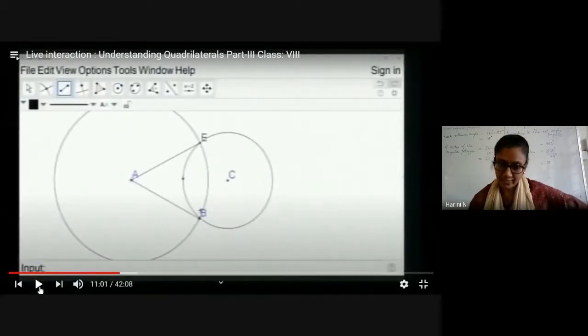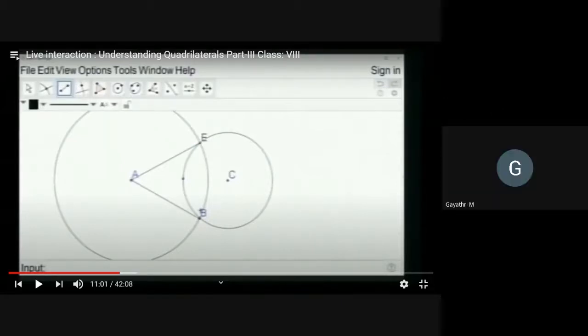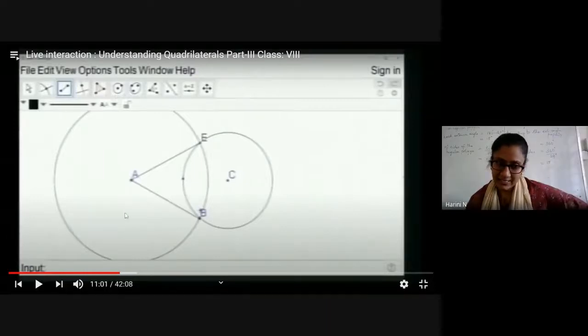Now that I have joined AE and AB, do you think they will be equal? Look at AE and AB. With respect to the circle, just try to imagine what that component of the circle with center A is. Ma'am, radius. Yeah, AE is the radius of this big circle. Can you see AE is the radius? Why did you call it the radius?